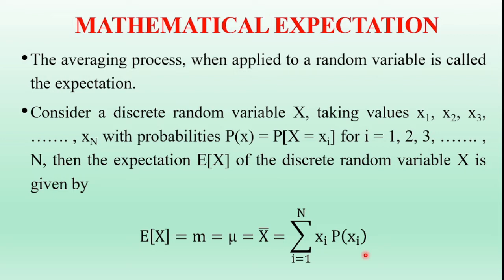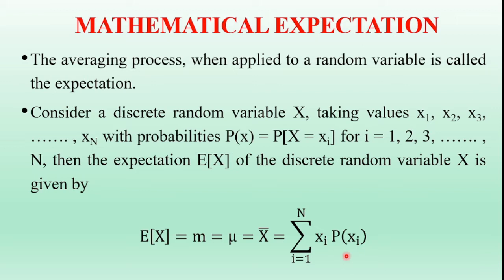So capital X is the random variable. For discrete type, the expectation of the random variable is defined as expectation of X is equal to sigma i is equal to 1 to n xi into p of xi. So p of xi is the probability of the random variable with values, and what are those values? x1, x2, x3 and so on xn.